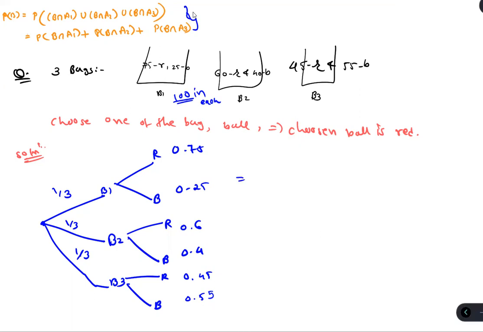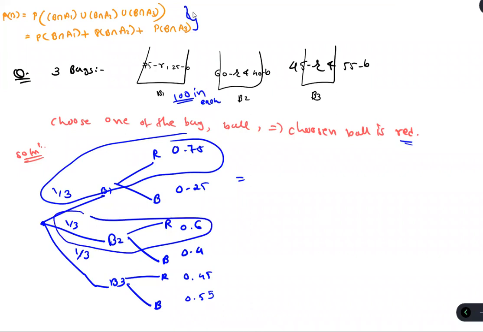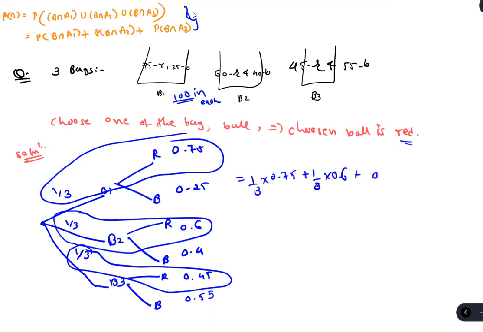Now the chosen ball is red. It means from the first this, now from the second this, and from the third this. These are the probabilities. Just do the summation and we are ready with our answer. If you are doing it, you will find the answer. Okay, you understood the problem?